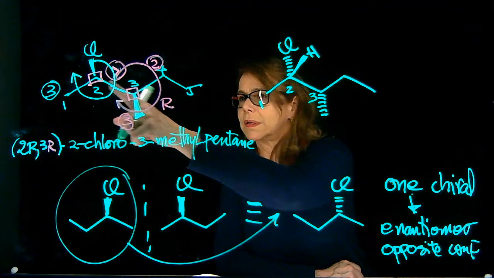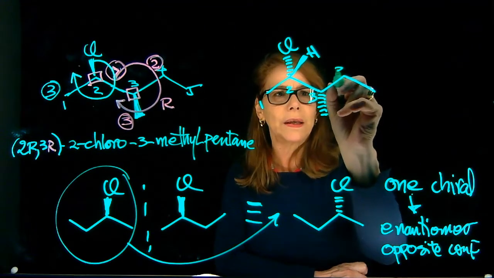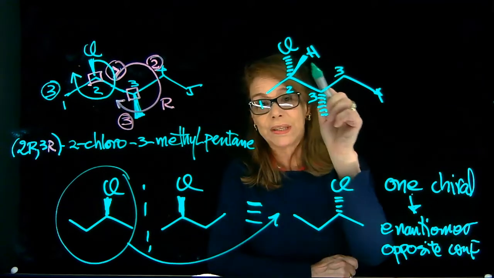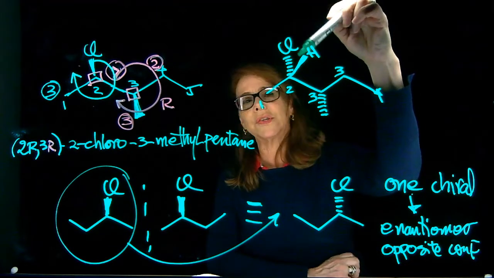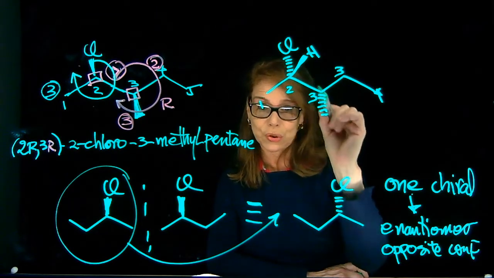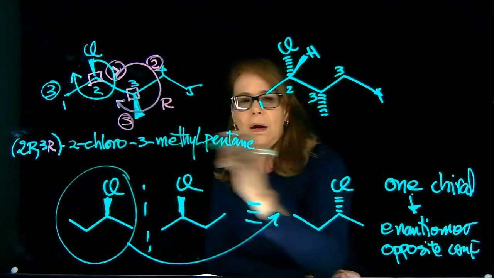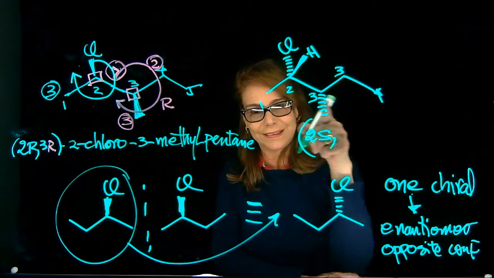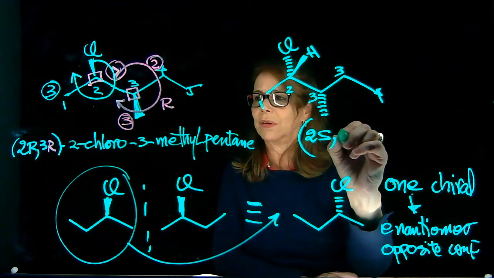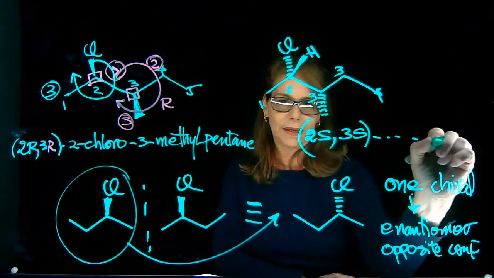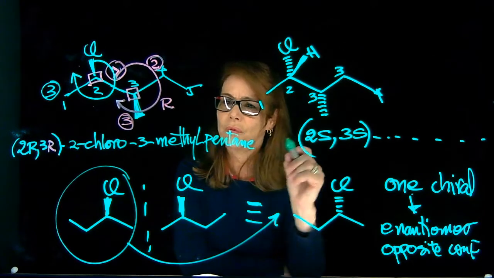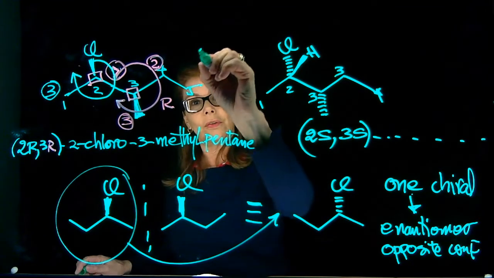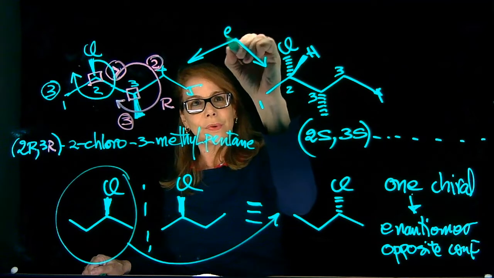So here we have chiral centers number 2 and 3. Same thing here. Since we did one switch here, the configuration of chiral center number 2 is inverted. So instead of being R, it's going to be S. So it is 2S. And then also the configuration at carbon 3 is inverted, and we're going to say 3S. Everything else in the name is the same: 2-chloro, 3-methylpentane. Now, the relationship between these two molecules, they are enantiomers.